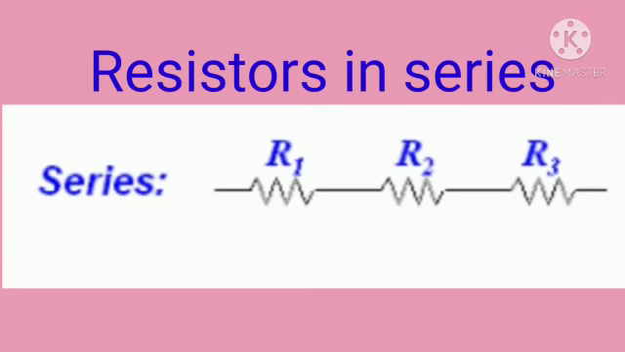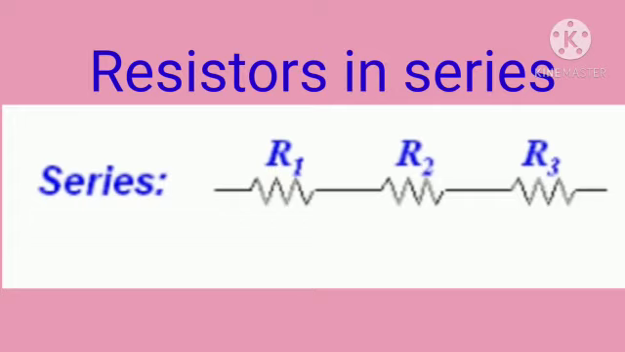Resistors in series. When three resistors are connected in such a way that they follow one after the other in a single line, these resistors are said to be connected in series. In such an arrangement, the same current flows through each resistor.